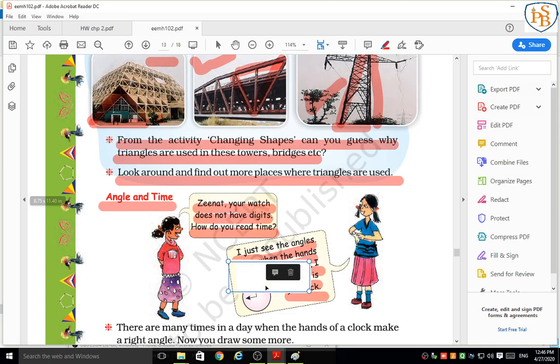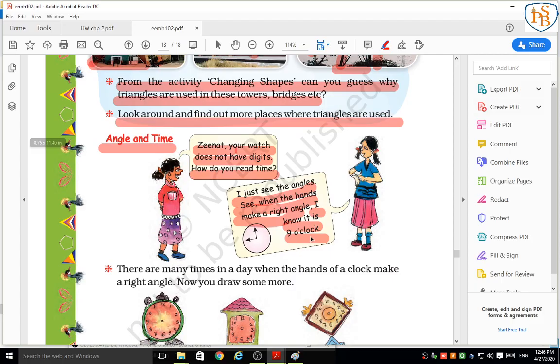If you see the image, if you see the picture carefully, can you tell me what the time is? Correct, it's 9 o'clock. So what did Zinat reply? I just see the angles, and when the hands make a right angle, the time is 9. But students, whenever the hands make a right angle, is the time only 9?